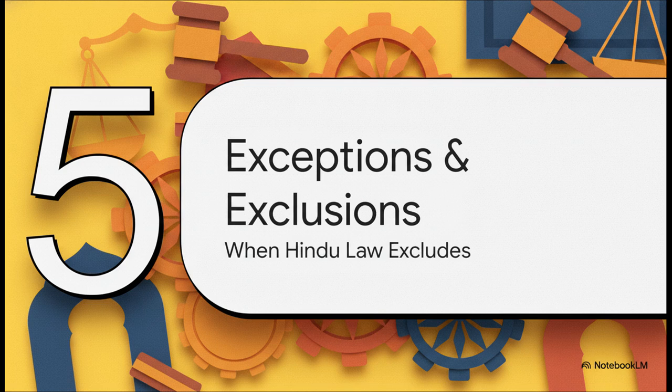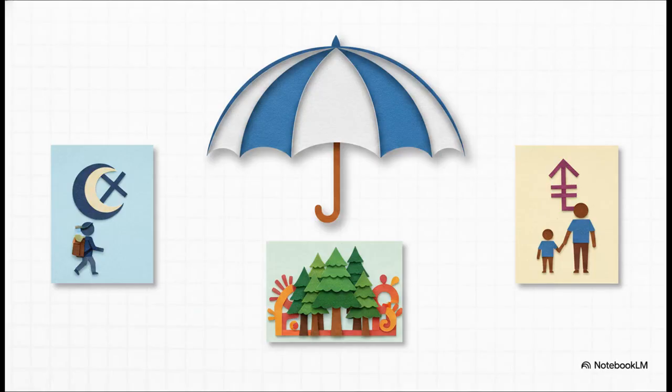Finally, Section 5, Exceptions and Exclusions. Let's explore the absolute tip of our funnel. We've seen how wide the net is, but when are you definitively not a Hindu under the law? Well, there are a few very clear boundaries.